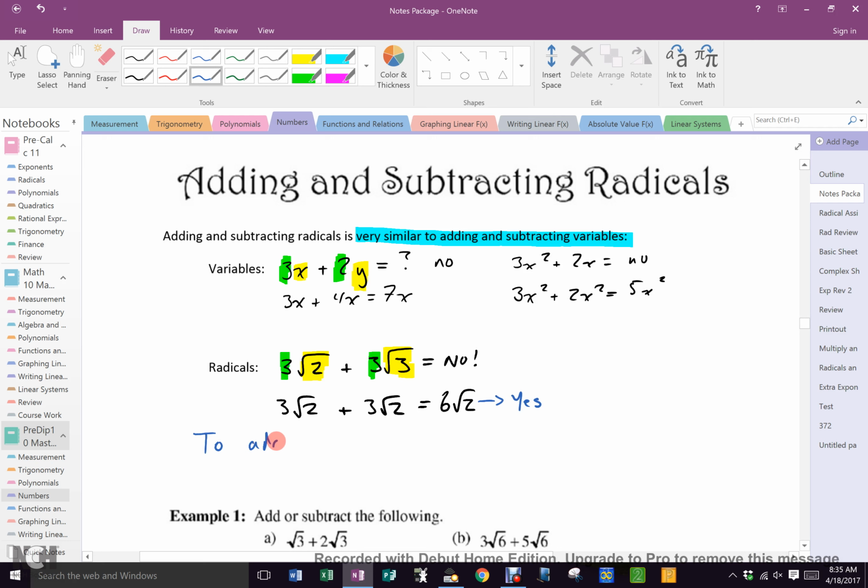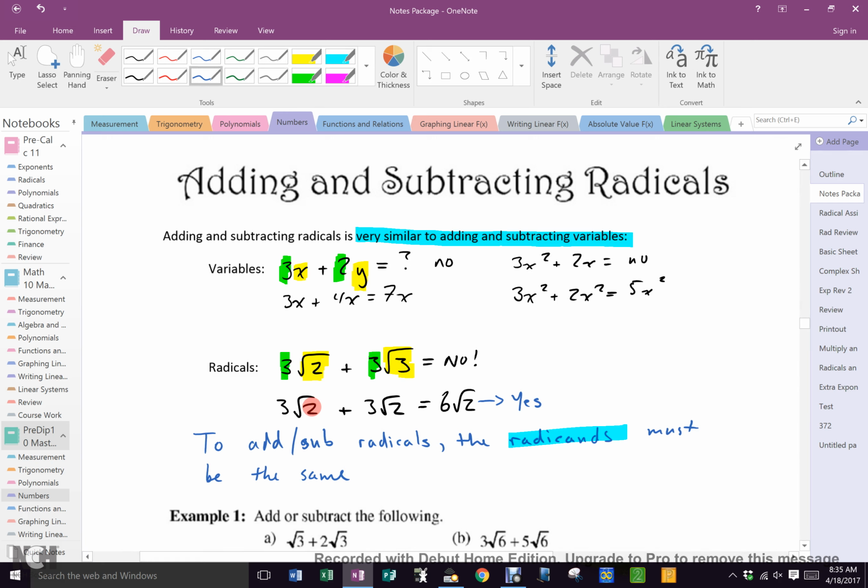To add or subtract radicals, the radicands must be the same. Just like variables. Because all x's in the question are the same. So they can all be put together.